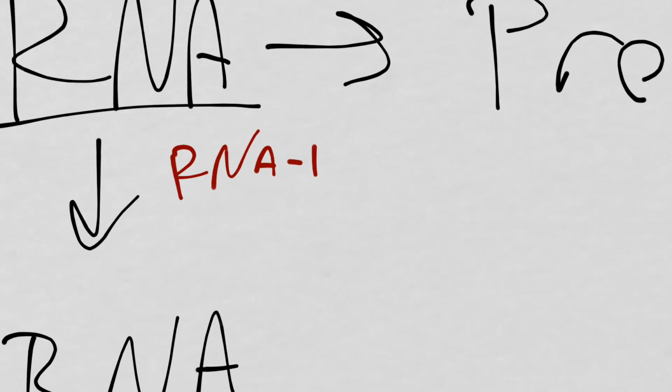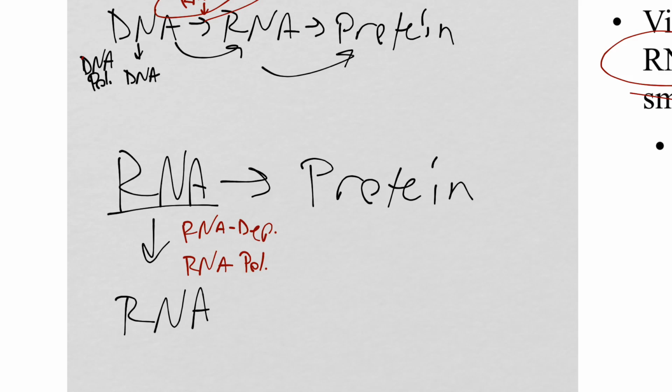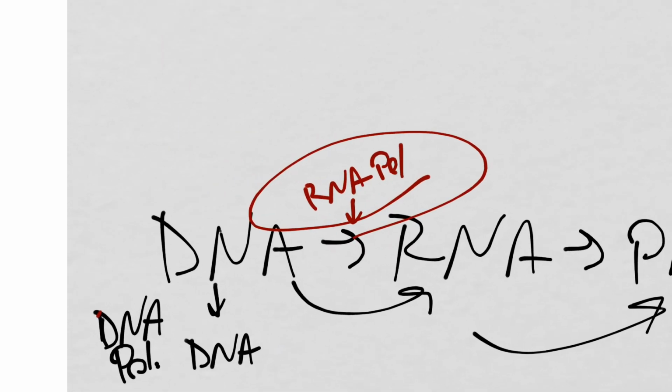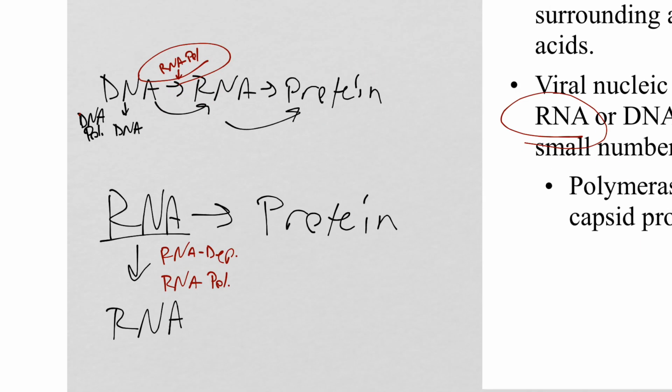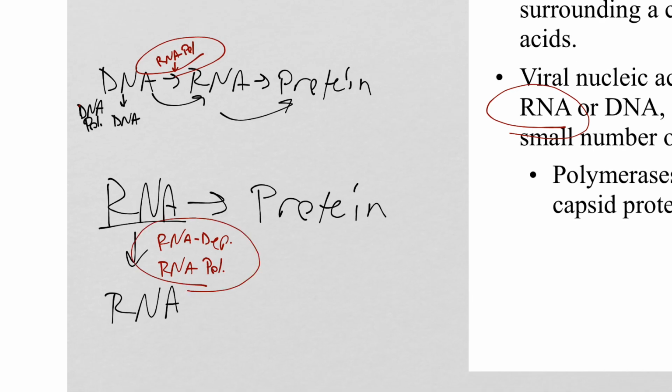It's called RNA-dependent RNA polymerase. And all it means is, normal RNA polymerase up here reads DNA and makes a copy of it in RNA form. This, same idea, only it's reading RNA and making more RNA. It's a direct copy. The thing is, it's unique to viruses.